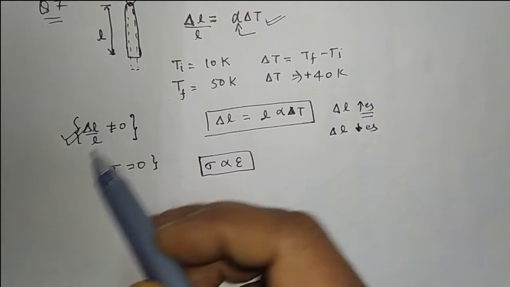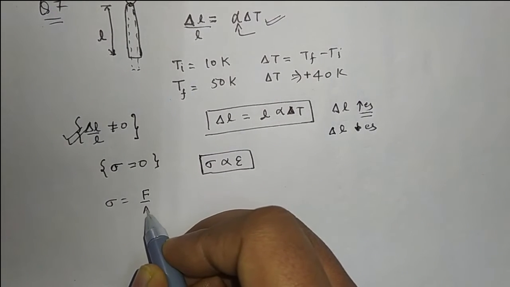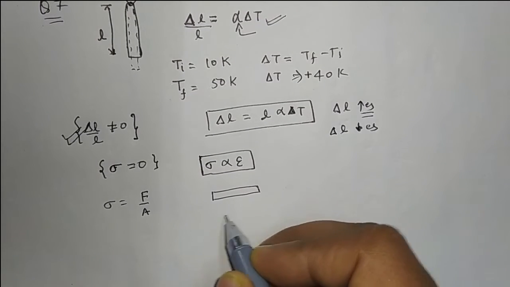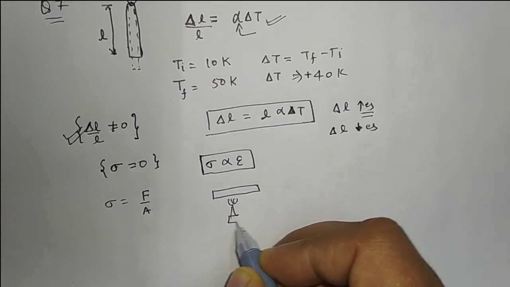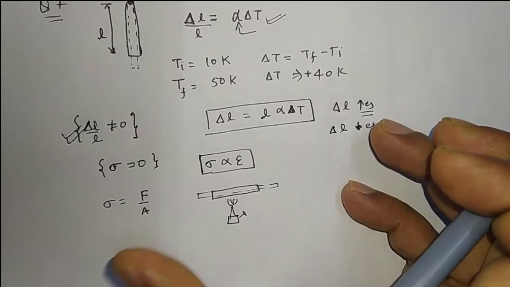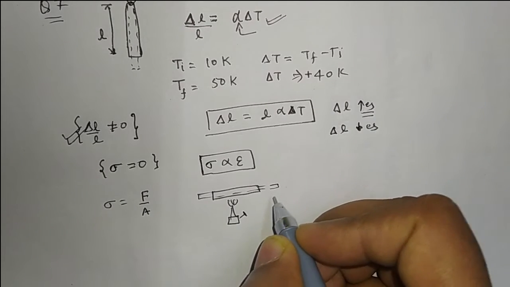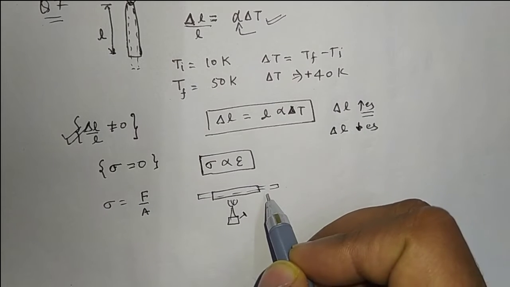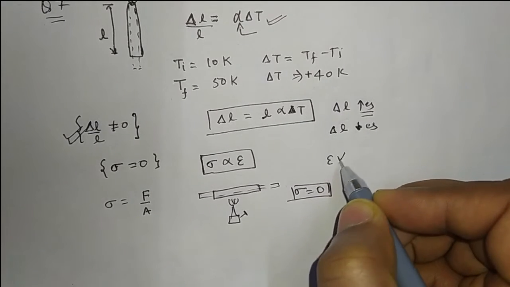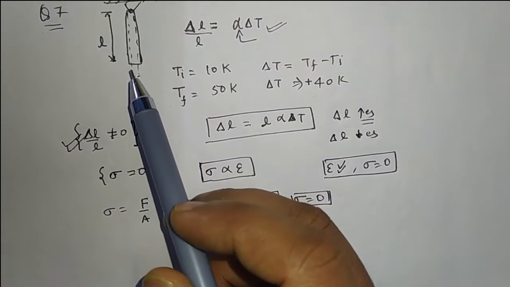To understand this clearly, what is stress? Stress is force per unit area. This force is the resisting force. If you are allowing a rod to expand by heating, it will expand freely, so there is no resistance to the expansion. Hence, no resistive force is developed in the material, and the stress will be equal to 0. So there will be a strain, but stress will be equal to 0 in case of thermal strain.